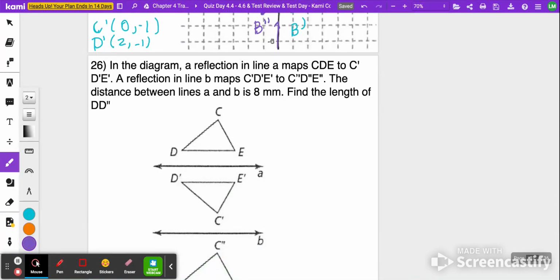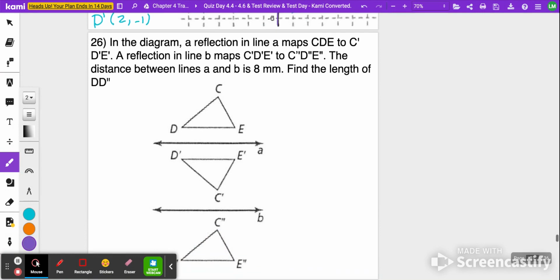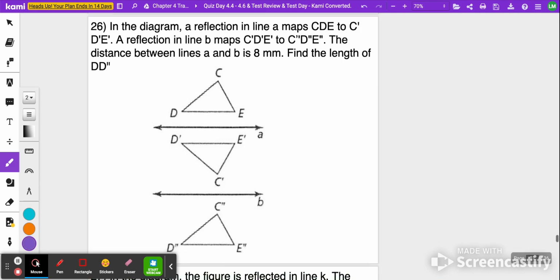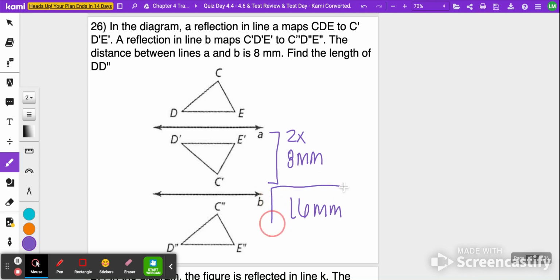26. In the diagram, a reflection in line A maps CDE to C prime, D prime, E prime, and then that reflection is reflected over line B to make all the double primes. The distance between lines A and B is 8 millimeters. Find the distance for D to D double prime. Remember, all you have to do is take 2 and multiply it by this distance, so the distance is 16 millimeters.